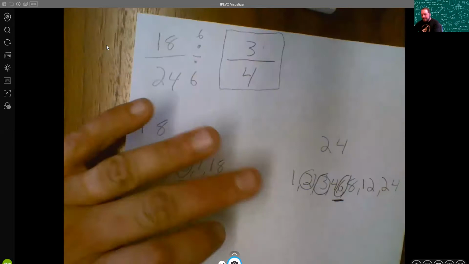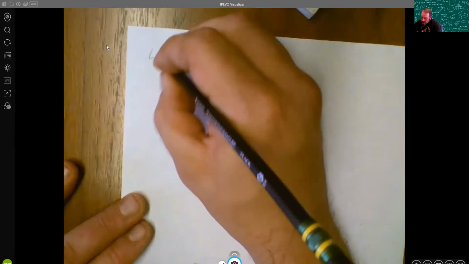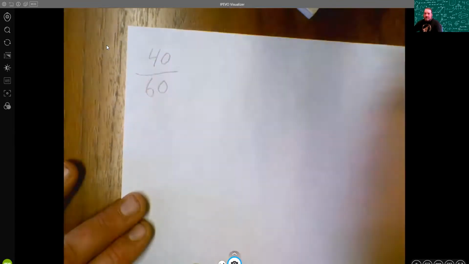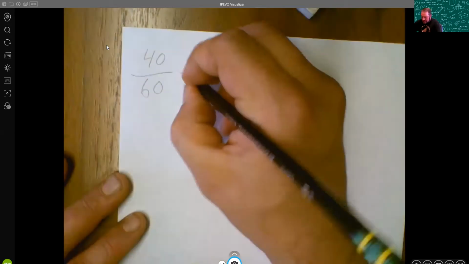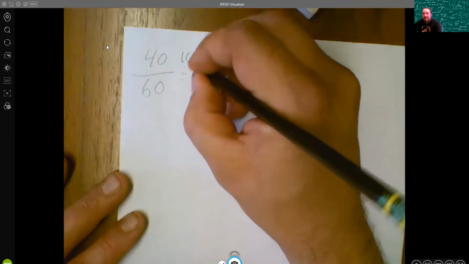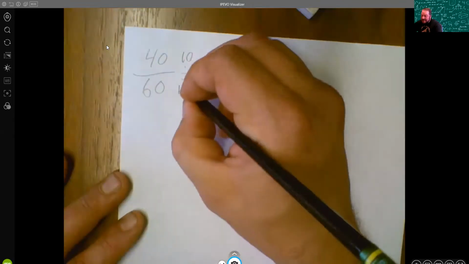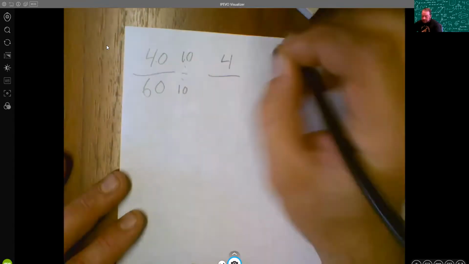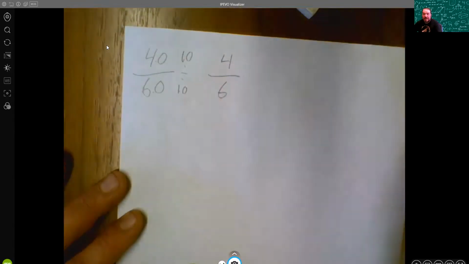Let's do another one. Let's do 40/60. I don't want to find the factors on this. I know them off the top of my head, right? The biggest number that's going to go into here is 10. It's easy. I'm going to divide it by 10 because this is how smart I am. I'm going to divide the top by 10, and I'm going to divide the bottom by 10. 40 divided by 10, 4. 60 divided by 10, 6.